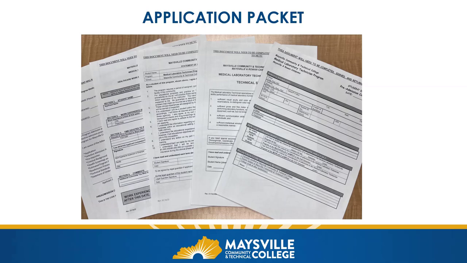The second form is a technical standards form. So by signing this form, you state that you possess sufficient visual acuity and color perception, sufficient gross and fine motor coordination to implement lab skills, sufficient communication skills to interact effectively, and also sufficient intellectual, emotional, and physical functions to plan and implement lab duties in a responsible manner.